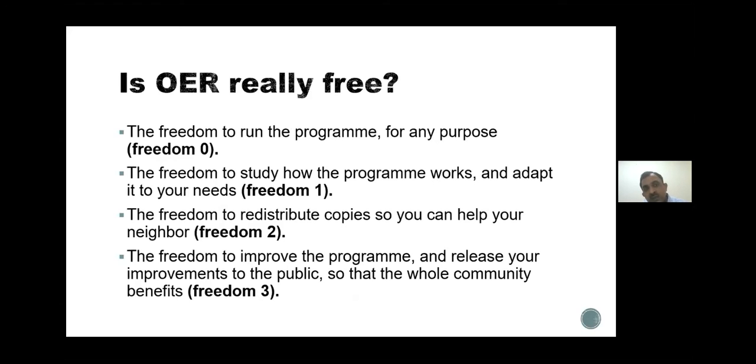Now, the next question is whether OERs are free. Again, there are four levels of freedom. Freedom zero means that you can run the program for any purpose. Freedom one means the freedom to study how the program works and adapt it as per your need. Freedom two means the freedom to redistribute copies so you can help your students, your neighbors, or your colleagues. Freedom three means the freedom to improve the program and release your improvement to the public, so the whole community benefits. This freedom comes with Wikipedia. So Wikipedia has the greatest freedom available to us now.